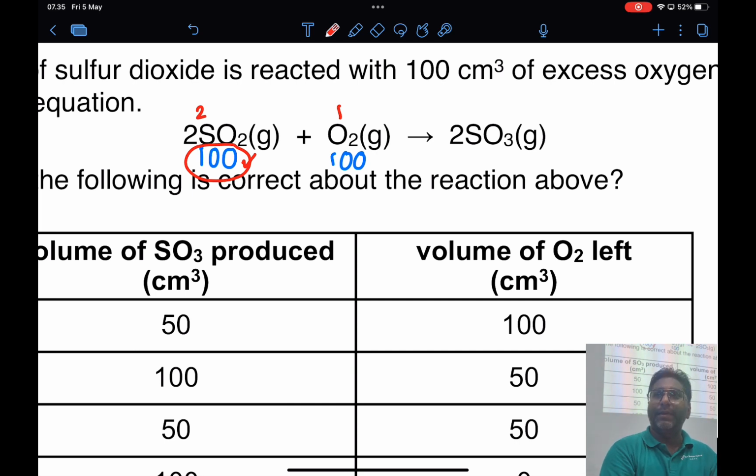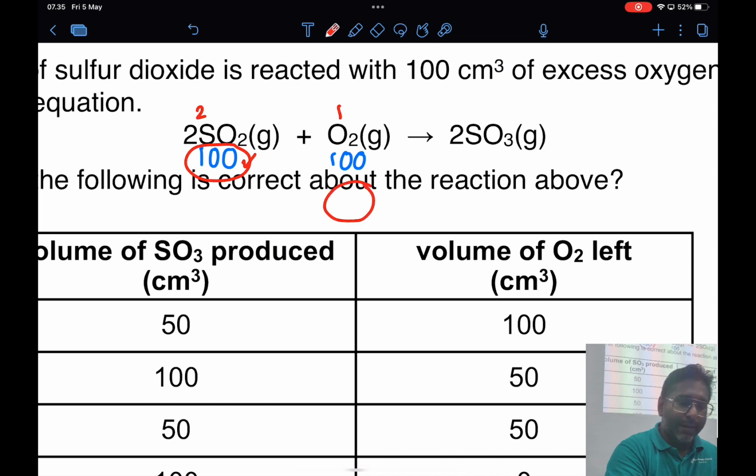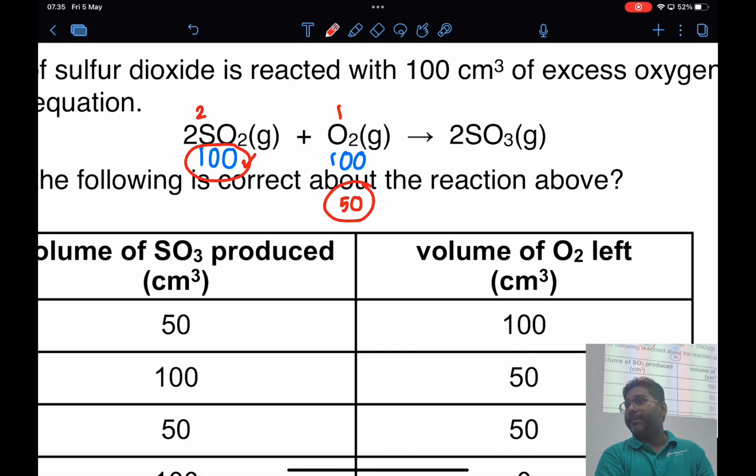2 to 1. If 2 is 100, 1 is 50. It means out of this 100, only 50 reacted. The remaining 50 is the excess. So which one do we use for calculation? Of course, the one that is limiting, the one that I circled. So you don't simply use the 100. Please actually identify which one is excess.